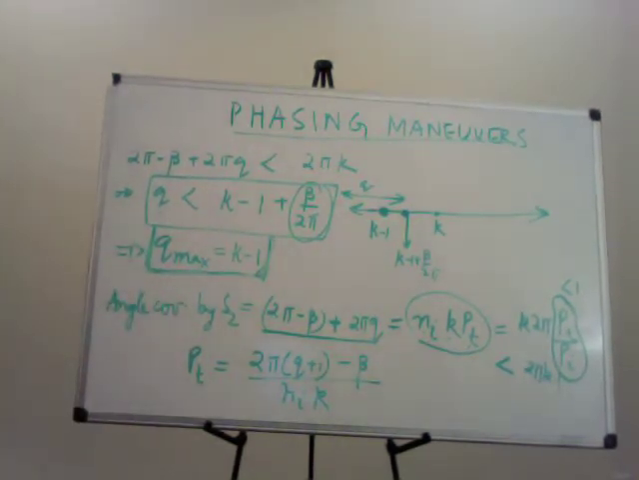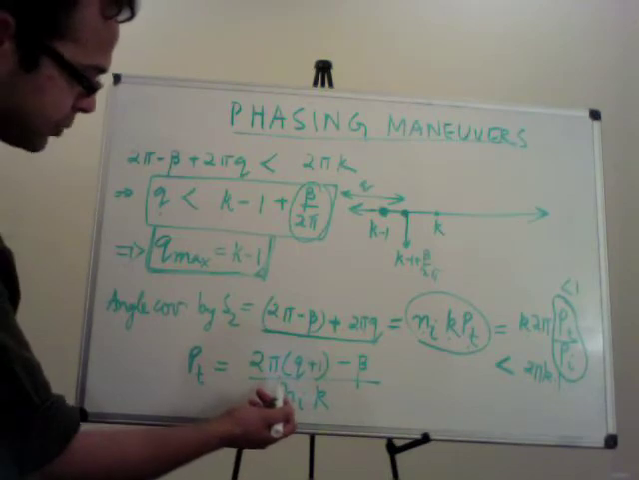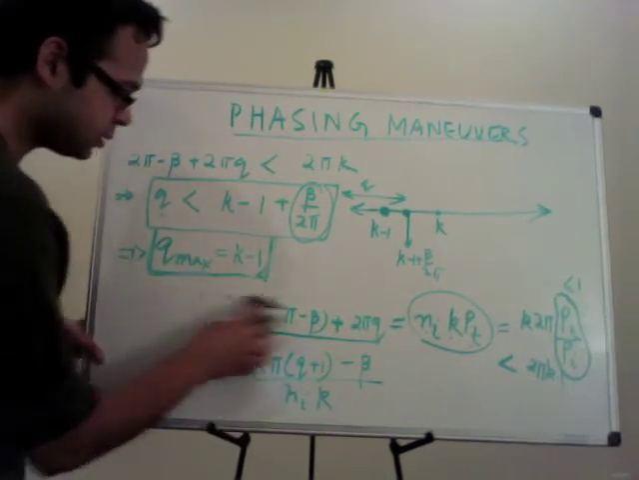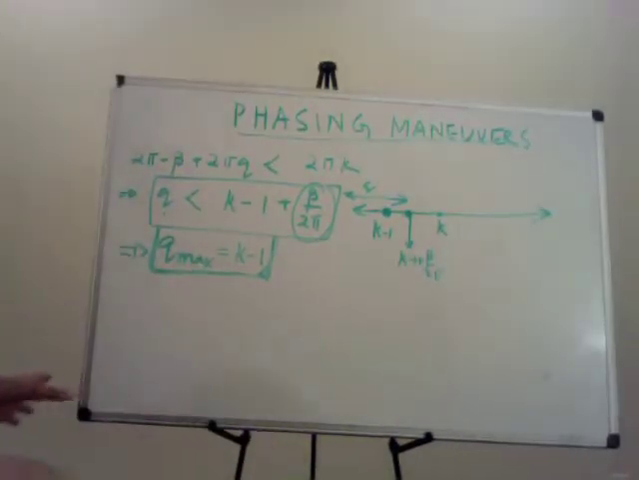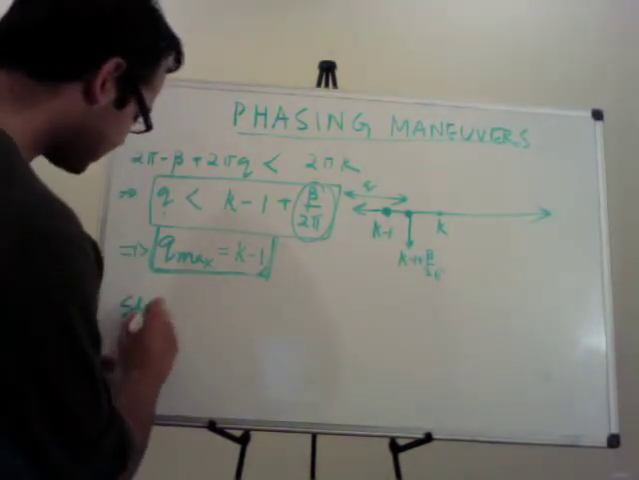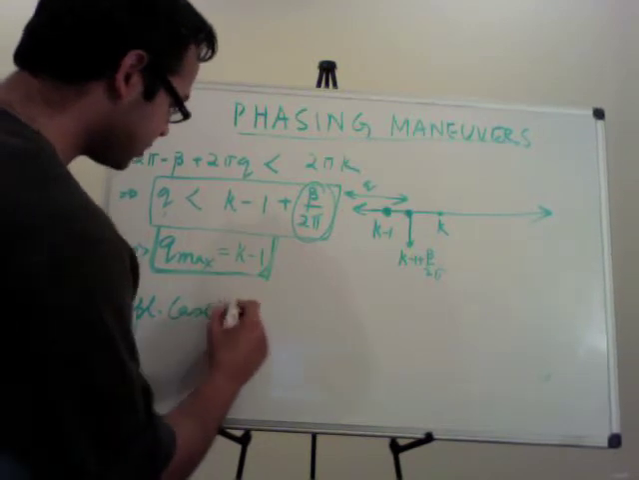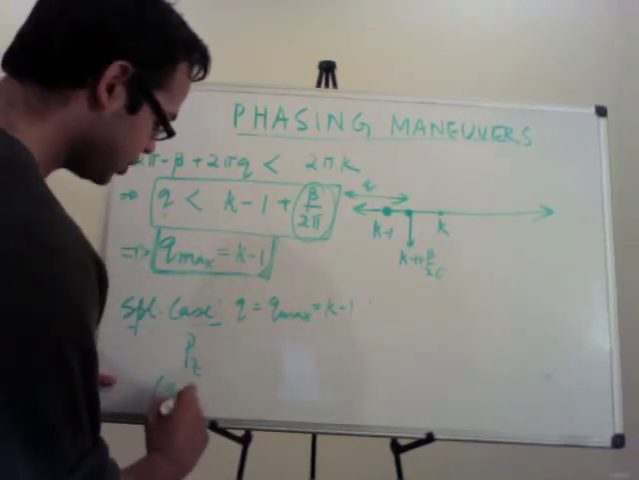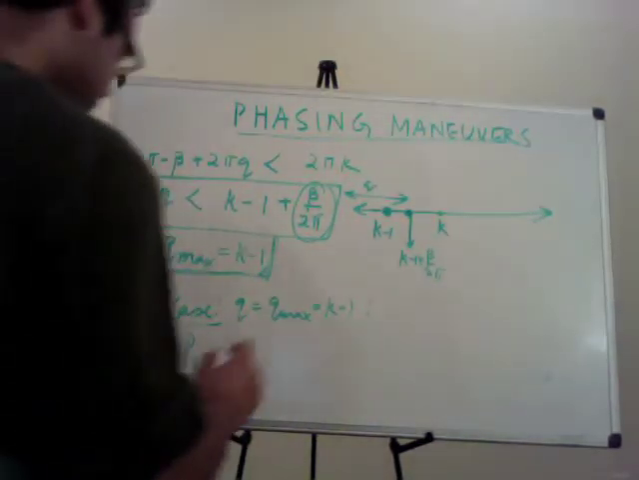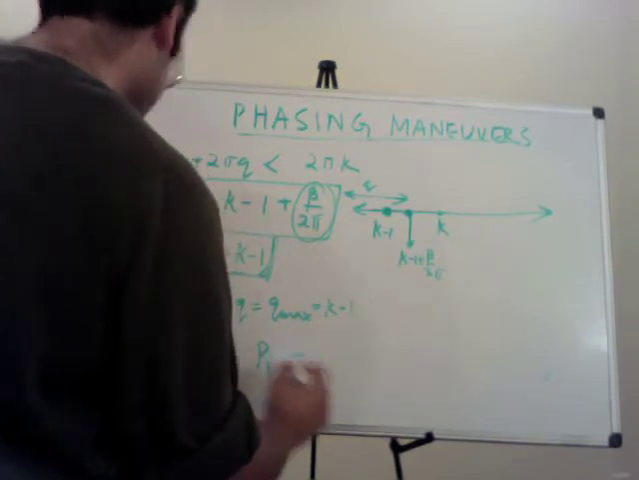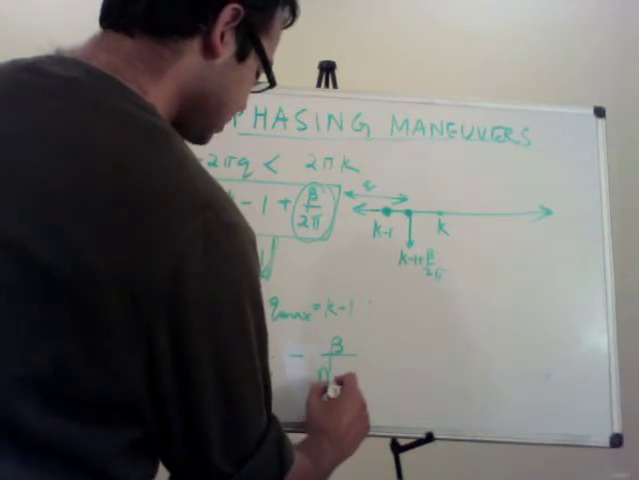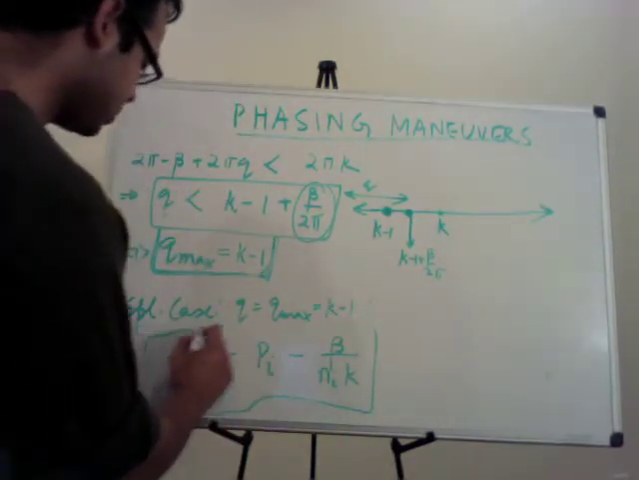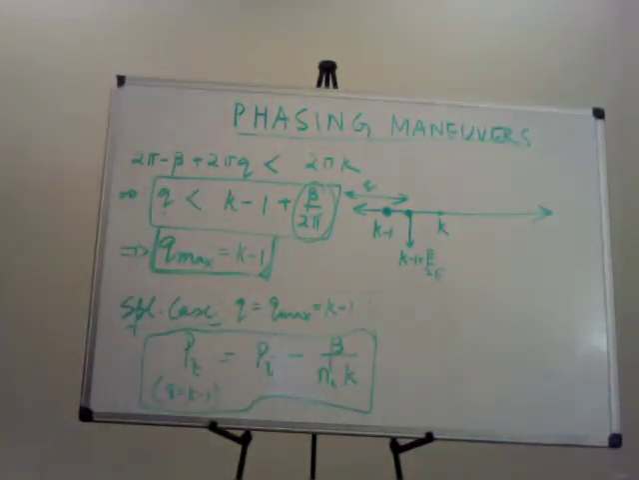Okay, so what you can do is, in equation number 17, which is the expression for pt, it's right here, if you substitute q is equal to k minus 1, look at the special case. Like in the higher transfer case, look at the special case in which q is equal to q max, which is k minus 1. So that special case turns out to be pi minus, as expected since pt is less than pi, minus beta over ni k. This is the special case scenario for the lower transfer, for q is equal to k minus 1.